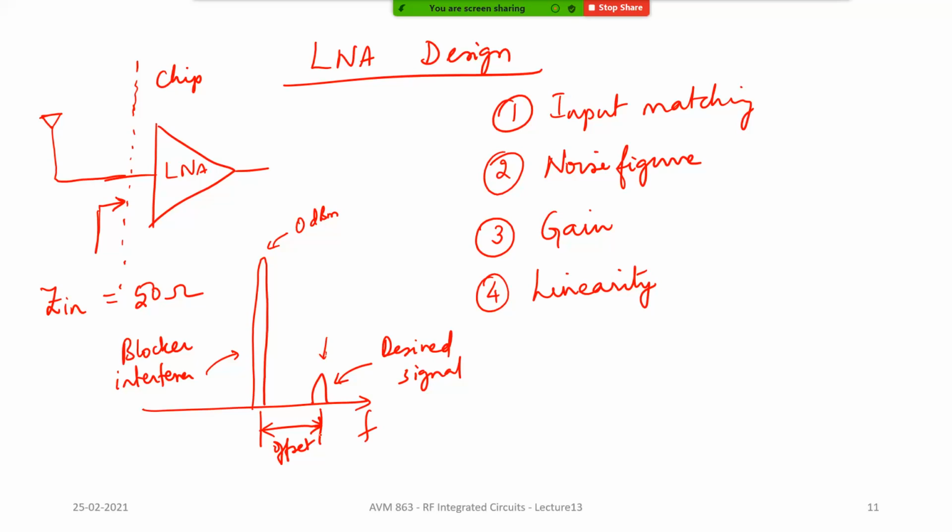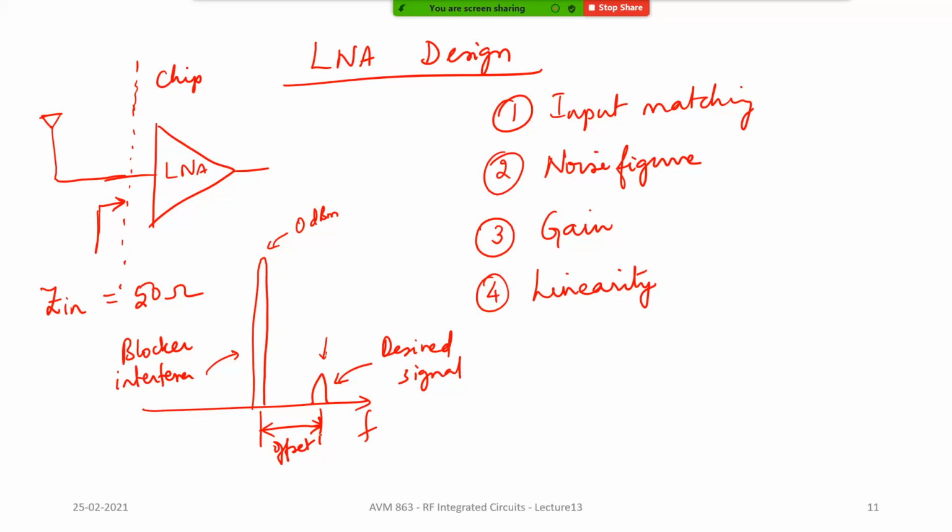This will be the offset. So at a given offset, even if you have a 0 dBm blocker, you should be able to successfully detect and demodulate a minus 90 dBm or minus 80 dBm input signal, which means that the low noise amplifier also has to be quite linear. Its IIP3 has to be high, its 1 dB compression point has to be high.